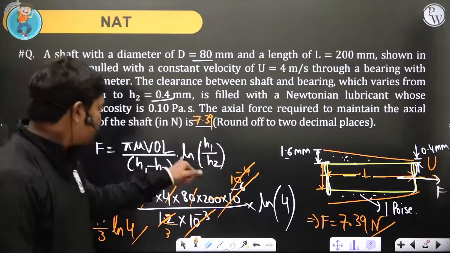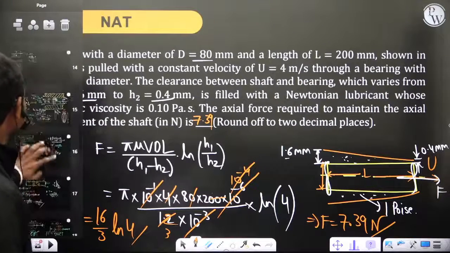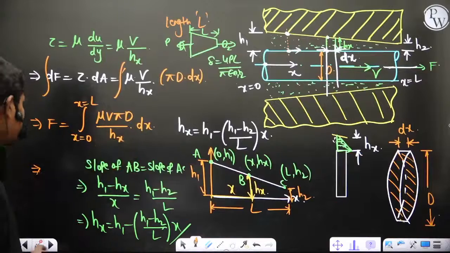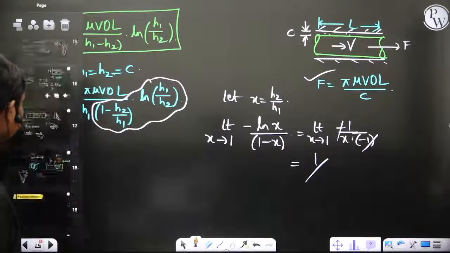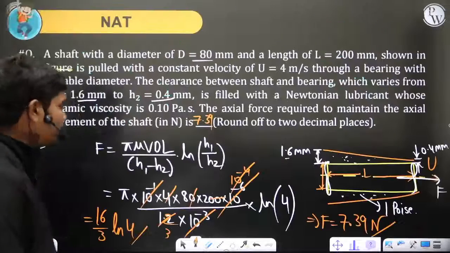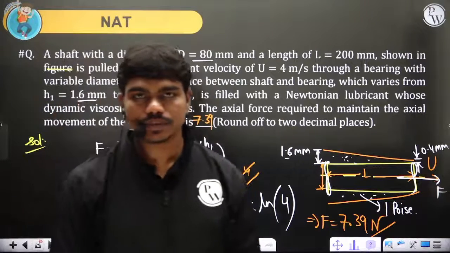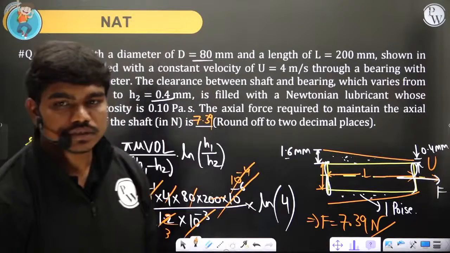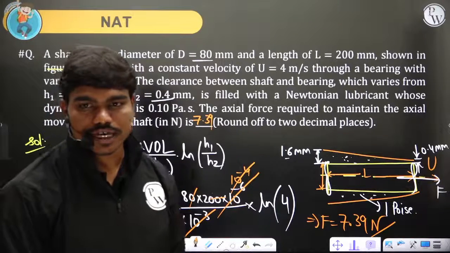Clear? I have just told you how this comes about. This simple integration will give you this formula, which can be used directly here. 7.39 is the correct answer.